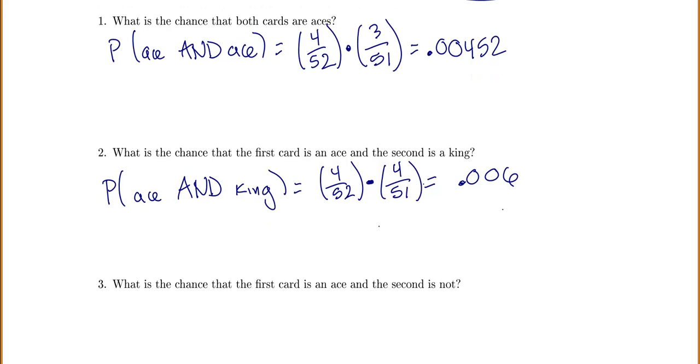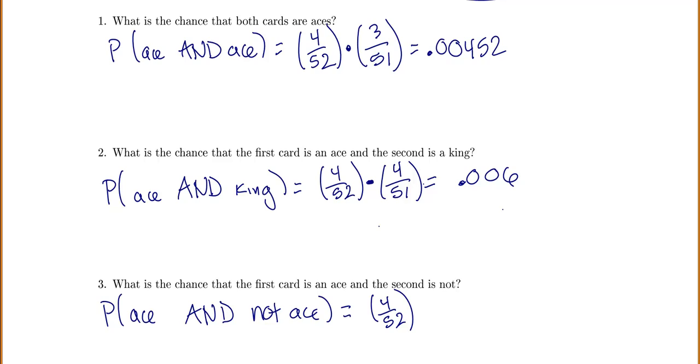Number 3, what is the chance that the first card is an ace and the second card is not an ace? This one's different, so we want to get an ace, and then we want to get a not ace. To get an ace, there are 4 out of 52 cards that are aces. Now I want to get a not ace. There are 48 cards that are not aces, but only 51 cards left because we already drew our ace. If I multiply those two probabilities, I get 0.0723.